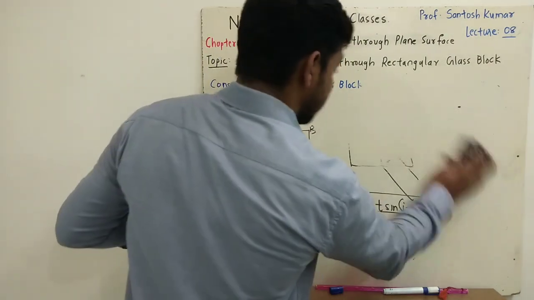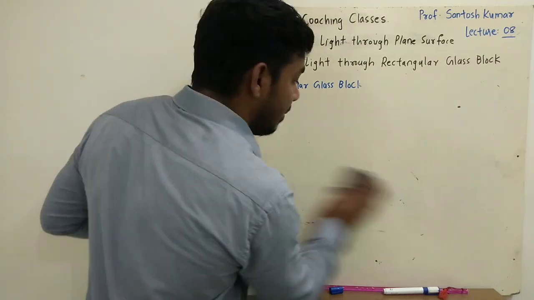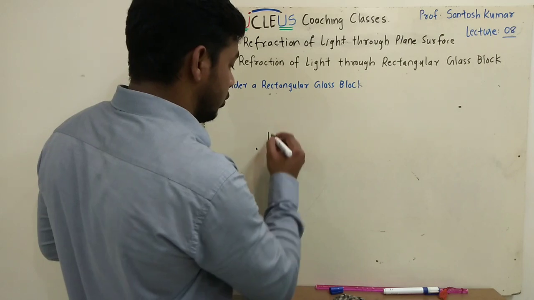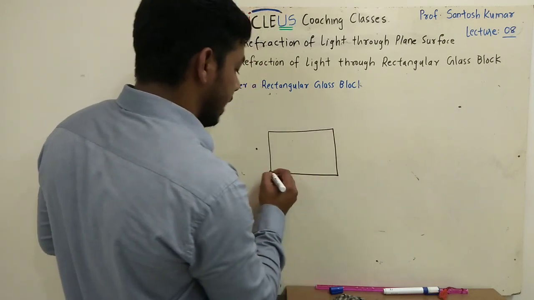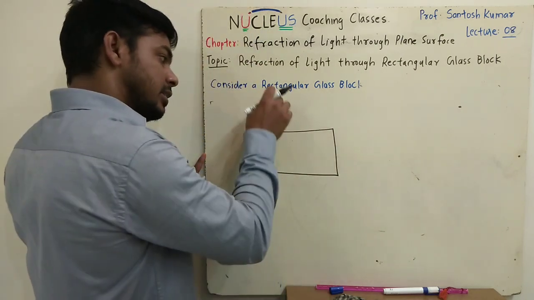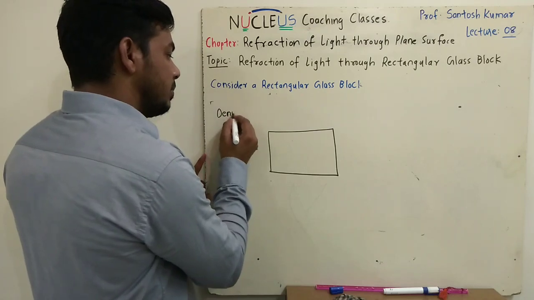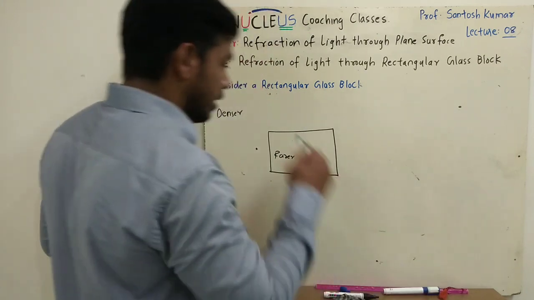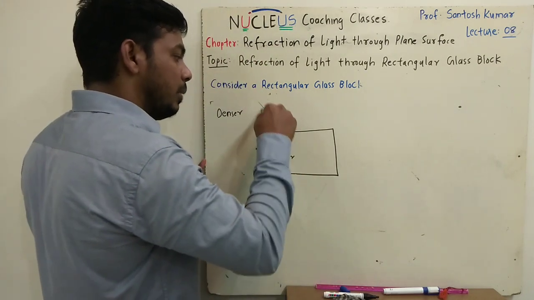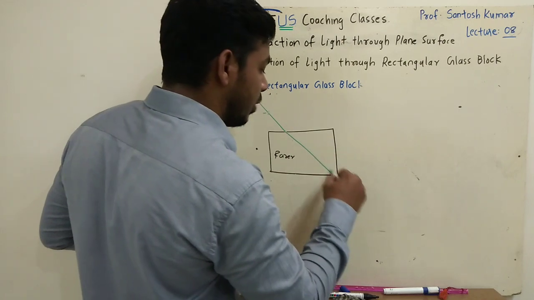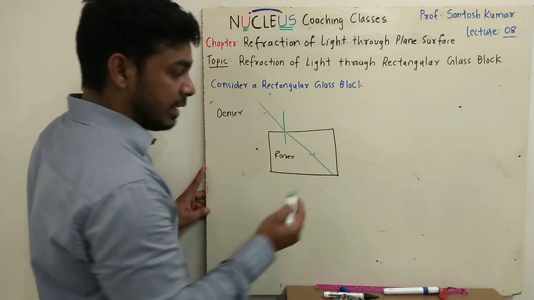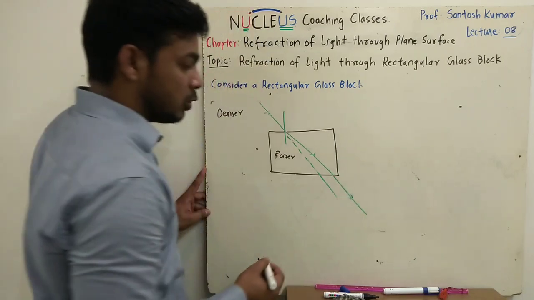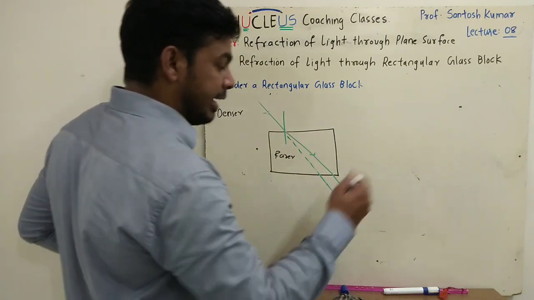There can be a special case where a slab is kept in an optically denser medium. So now you have to consider that a ray of light is traveling. Now this will be the denser medium and now this will be the rarer medium. So you have to be very careful. Now a ray of light passing obliquely will bend away from the normal for the first refraction, and for the second refraction it will bend towards the normal. So you have to draw the diagram very carefully.